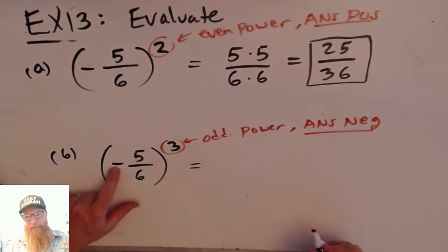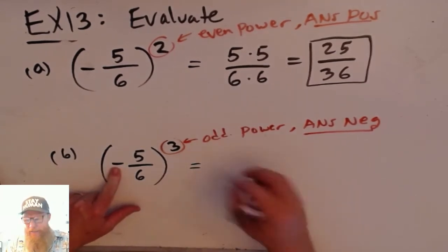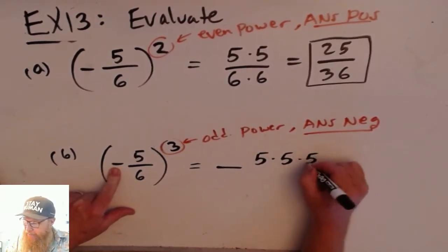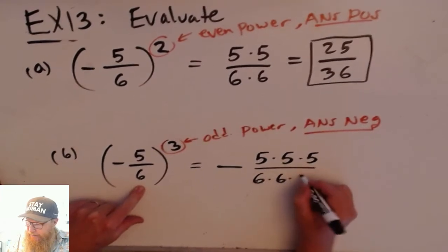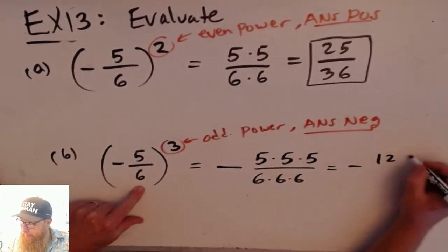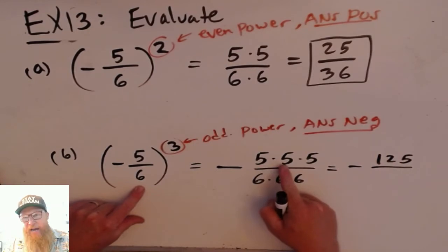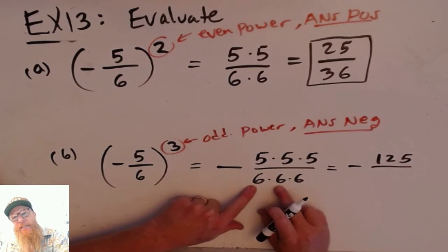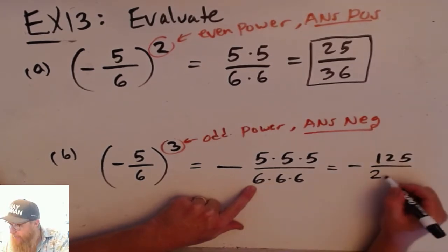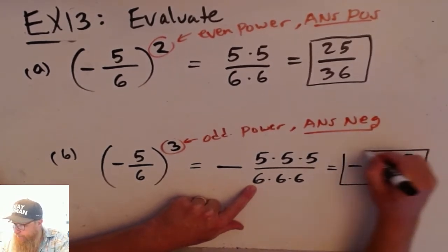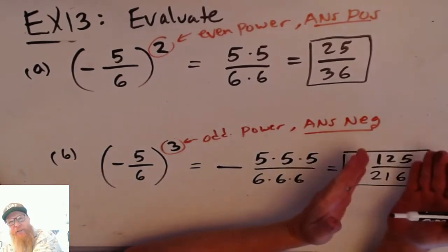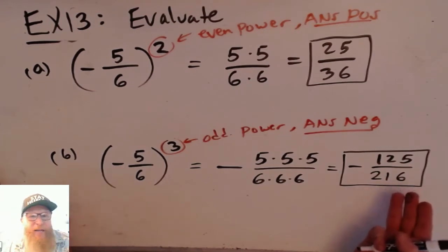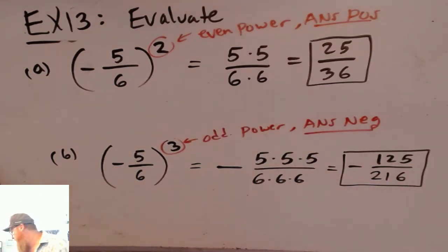All right, this is an odd power, so the answer is going to be negative. 5 times 5 times 5, 6 times 6 times 6. 5 times 5 is 25. 25 times another 5 is 125. 6 times 6 is 36, times another 6 is 216. And again, that might look like you need to simplify it. I don't know, but it kind of does. It kind of looks like it. Don't waste your time trying to simplify something like that.